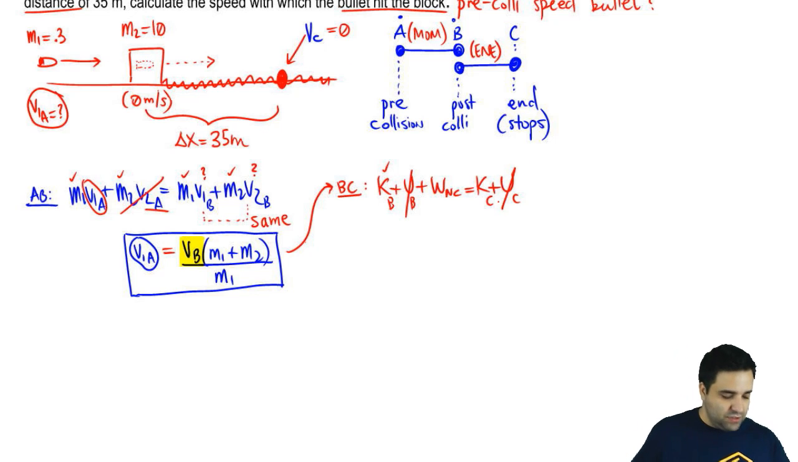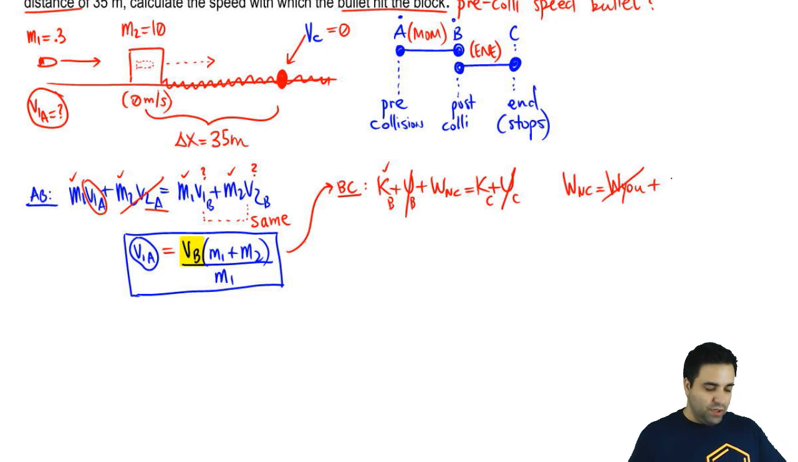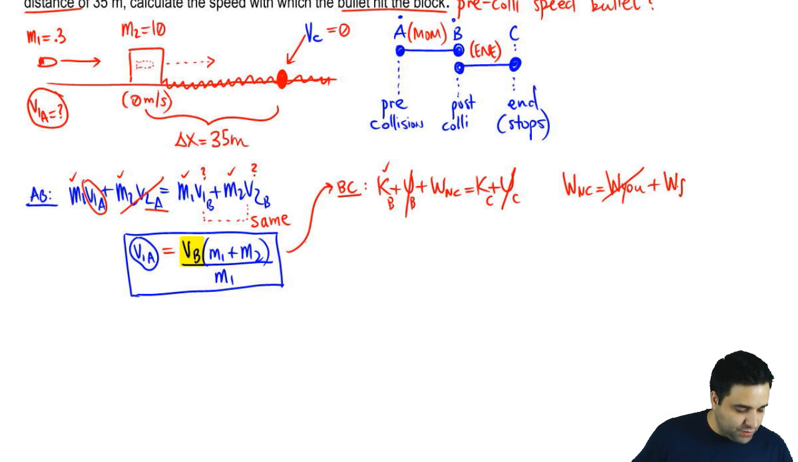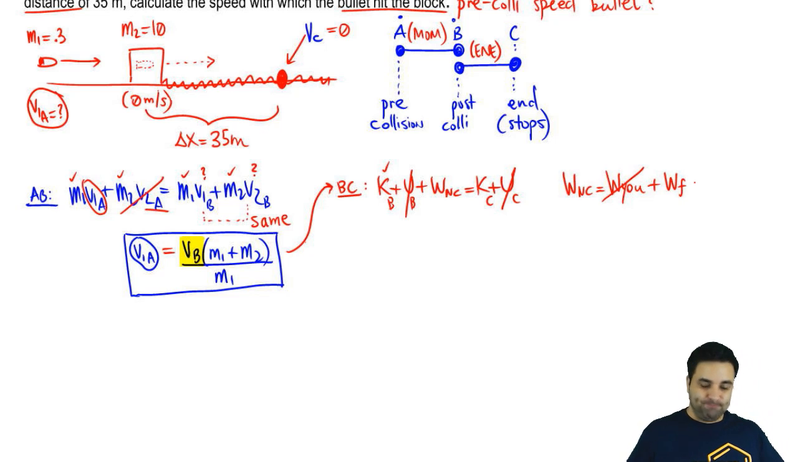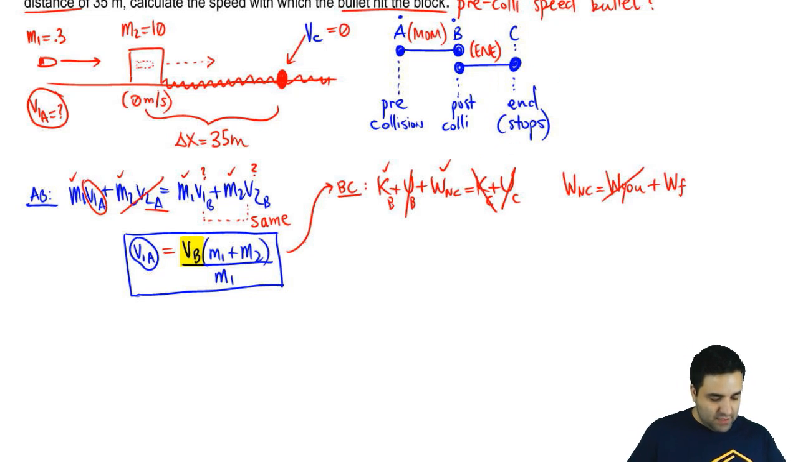Is there work non-conservative? Work non-conservative is the work done by you. You're not doing anything, you're just watching, so there's no work by you. But there is friction. There is work done by friction. We'll get back to that in a second. And is there kinetic energy at point C? The answer is no, because at point C you stop. All right, so let's expand this.